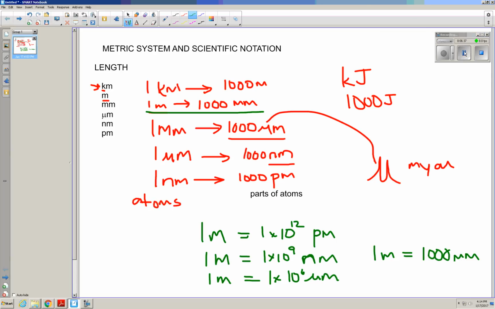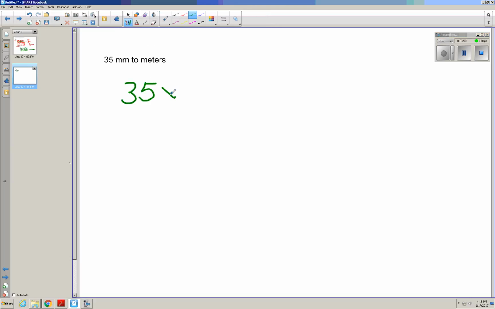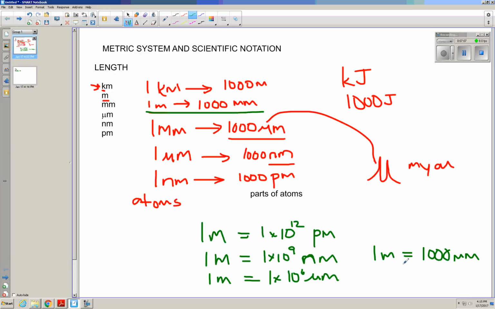So let's try some math. One of the things you might be asked to do is convert metric units. Not metric to English, I'm just talking metric to metric. You need to know the basics of what connects millimeters to meters. So how do I convert 35 millimeters to meters? Well, the first thing I can do is just write down the number 35 and then multiply it by something times 10 to the something. What's the connection between millimeters and meters? If you go back to the previous slide, you know that 1,000 millimeters is equal to 1 meter.